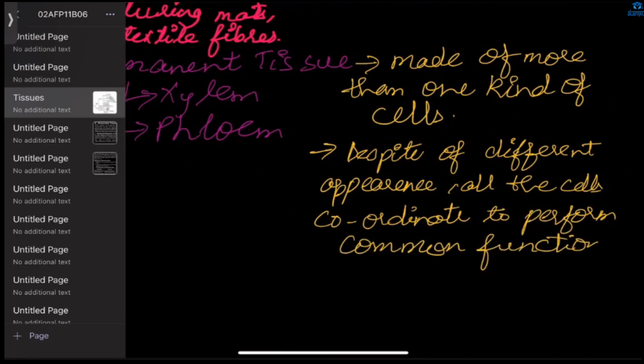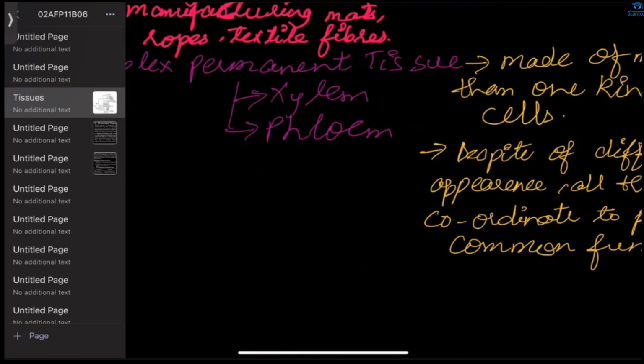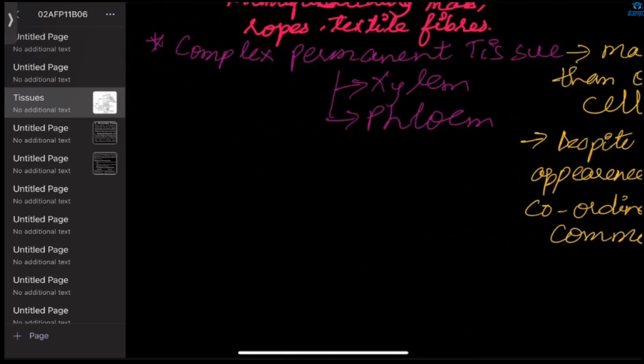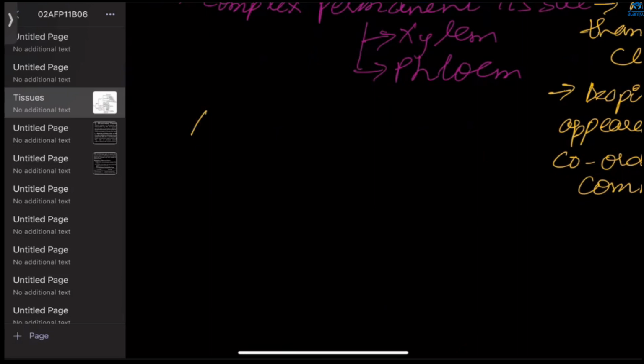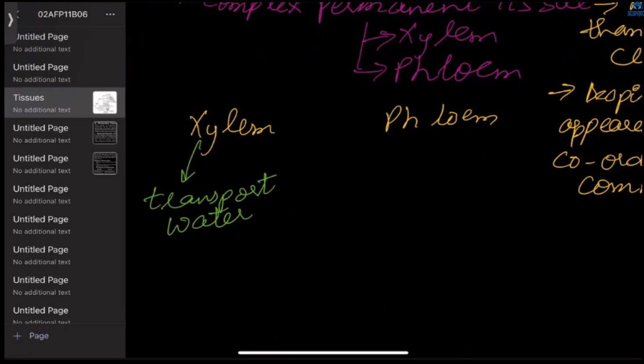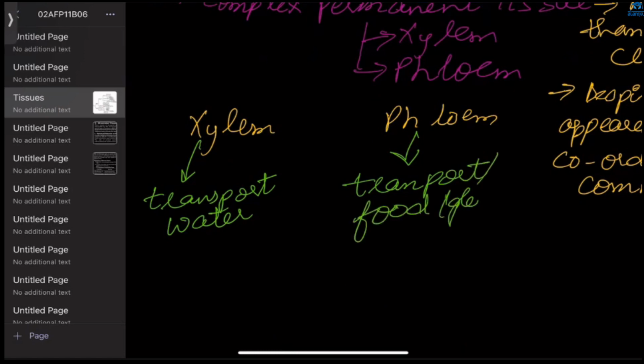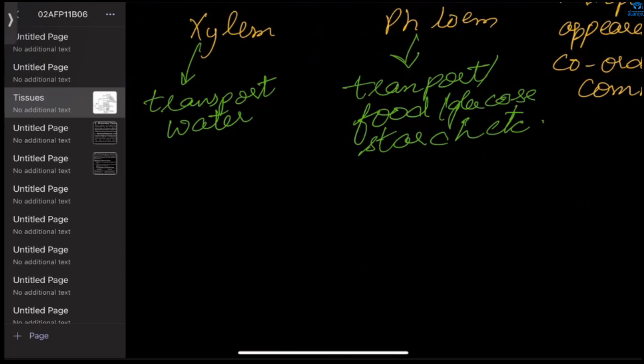Now, coming back to its division, xylem and phloem. What does xylem do and what does phloem do? Xylem transports water and phloem transports food or glucose, by photosynthesis. Glucose, starch, etc. The main function of xylem and phloem is this only.